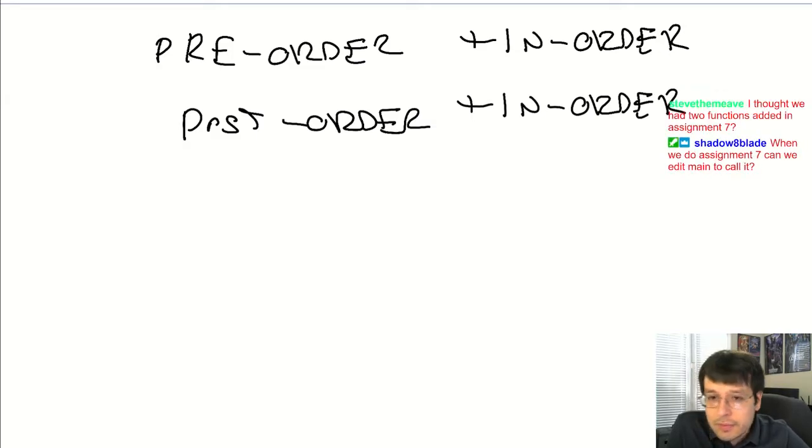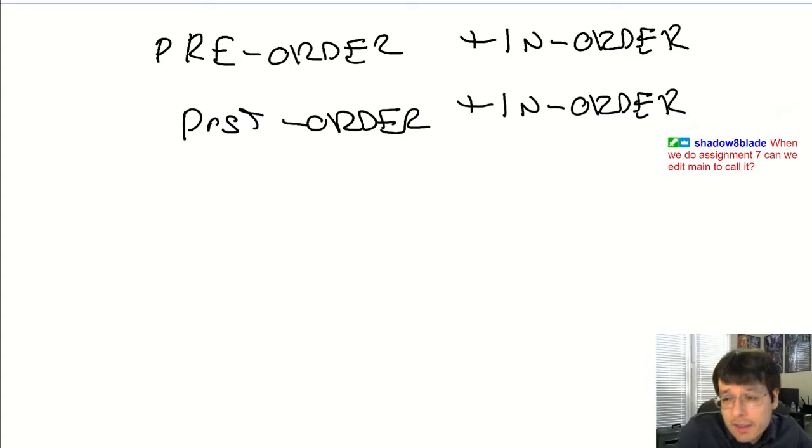Is it 2 functions? Maybe there's a second function. Oh, well, I guess you're doing from pre and in and maybe post and in. So it might be 2 functions instead, but it's basically the same thing.